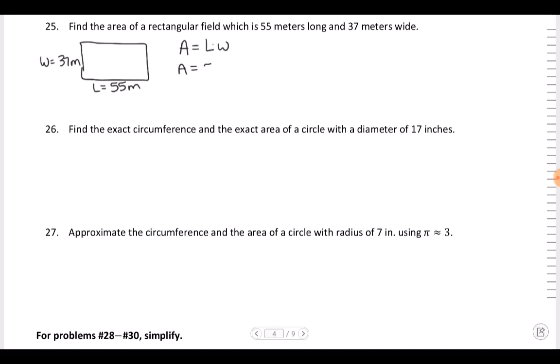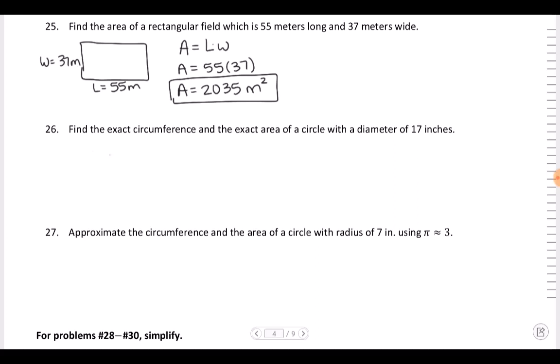Okay, so we just plug them into our formula. Area equals 55 times 37. And 55 times 37 is 2,035. And then we're going to do meters squared. All right. Let's see here. I just want to verify that that is in fact true. Yep, sure is.